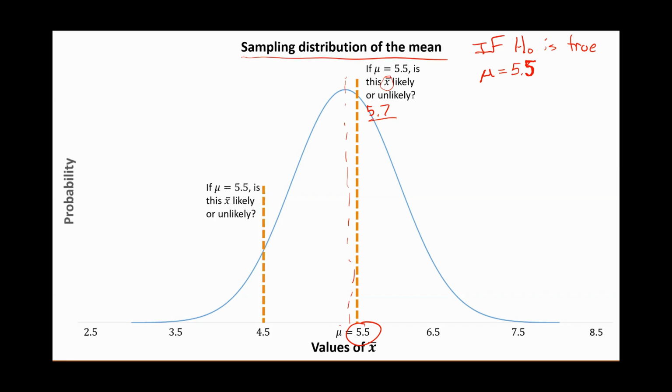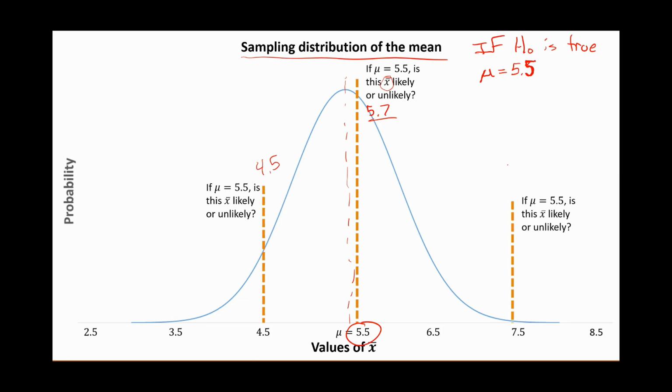What about this one? Let's say this is sample mean 4.5. Is this likely or unlikely if mu is equal to 5.5? Well, just by looking at the distribution, it is less likely to find a value somewhere around 4.5 than it is to find a value somewhere around 5.5. So this is less likely.